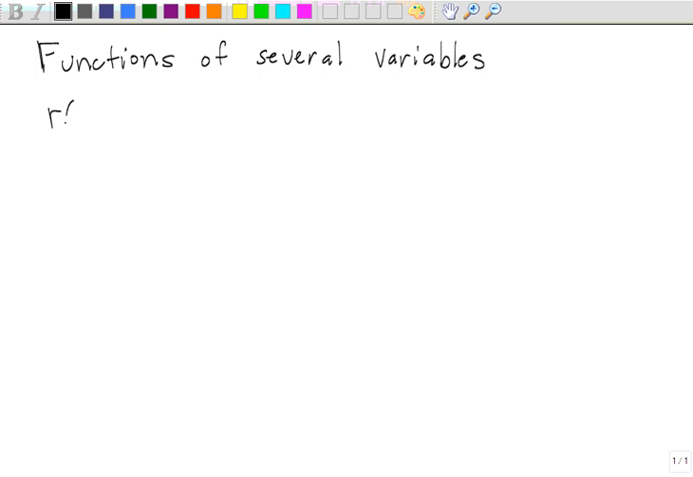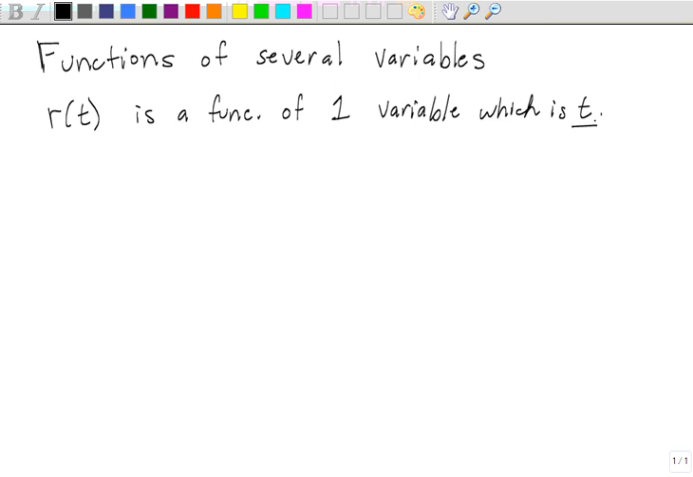Okay, let's now talk about functions of several variables. So far, we've just talked about functions with one variable, like, for example, r of t is a function of one variable, which is t. T is the variable. But in real life, most things depend on two or more variables.